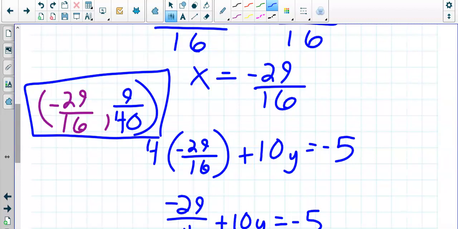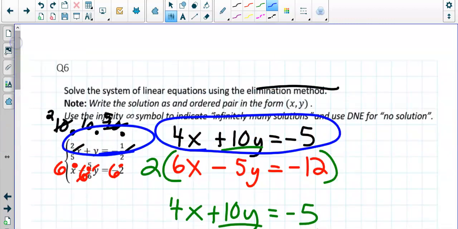Any questions so far? I know fractions are the worst, but just let that calculator help you out. Okay. All right, let's jump to the next problem.